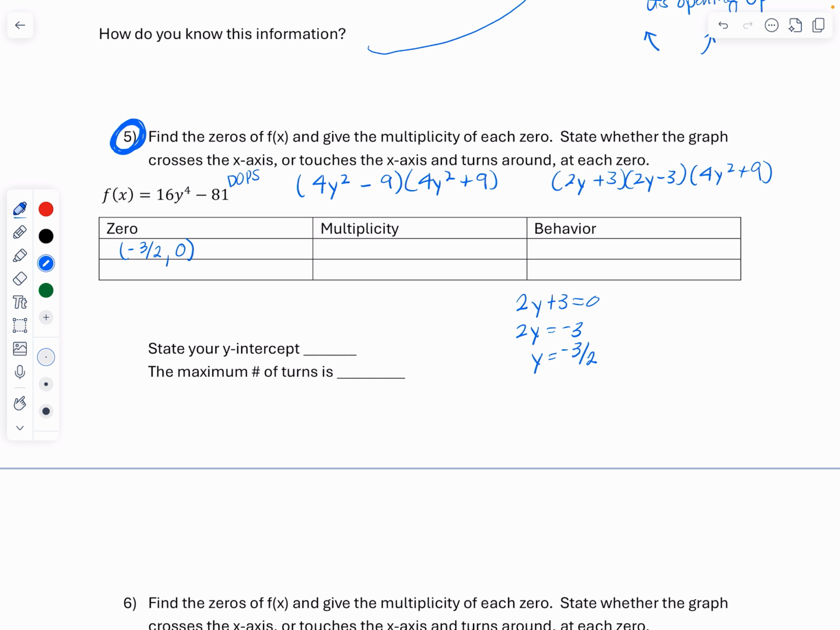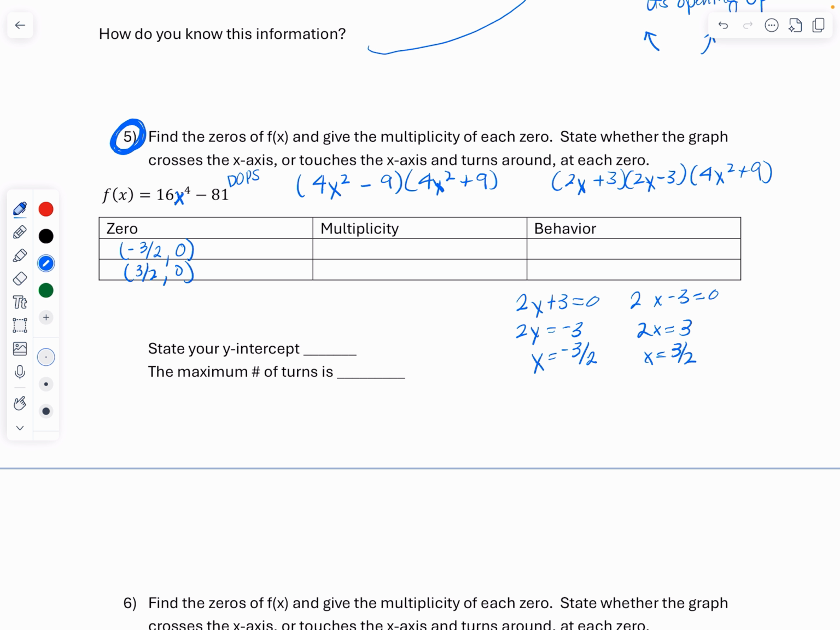By the way, there's a typo here. That should say 16x to the 4th. So let's make a little change here to make this a little bit better. And there we go. All right, the next one, 2x minus 3 equals 0, 2x equals 3, x equals 3 halves. So 3 halves, comma, 0 is my next zero.